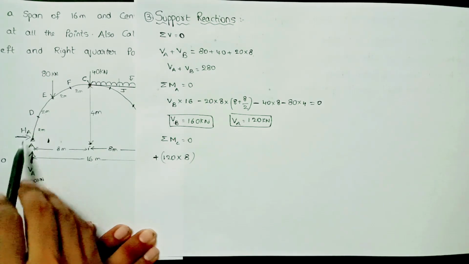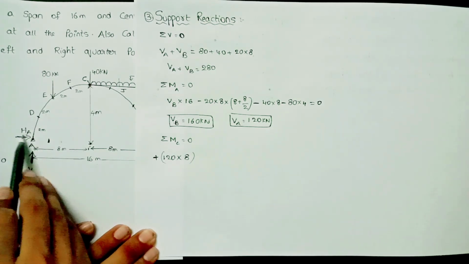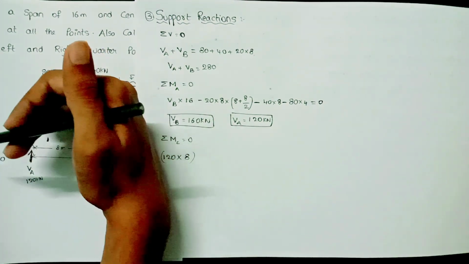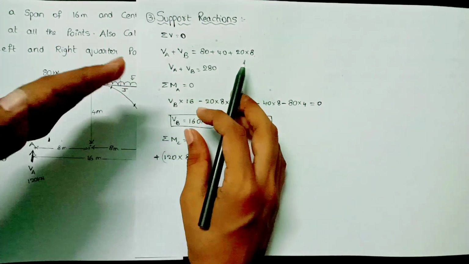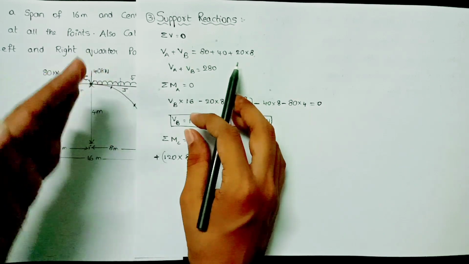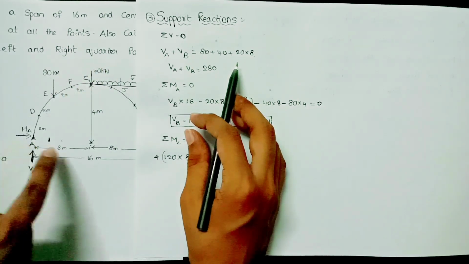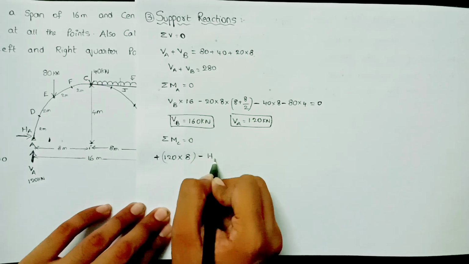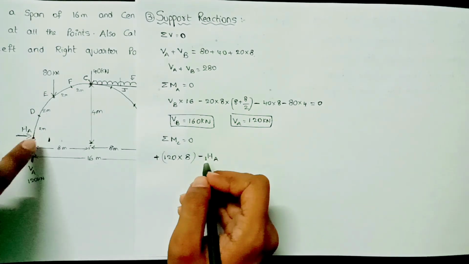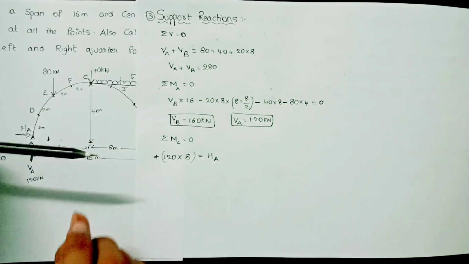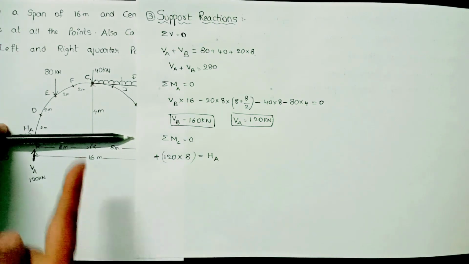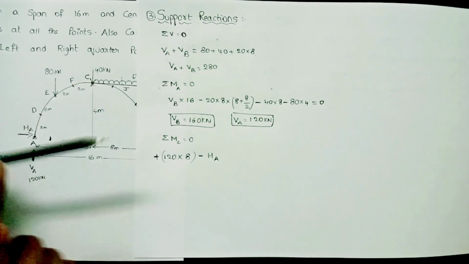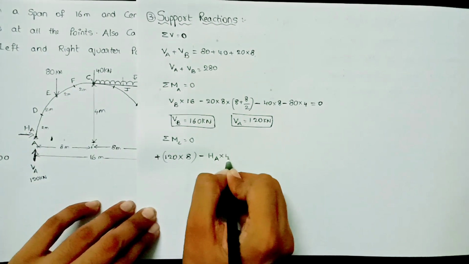Now after VA we are having HA. We don't know the value of HA, but this is moving the arch in downward direction. So it is hogging moment. So minus HA, let it be HA, into the perpendicular distance from HA to C. It is 4 meters, so into 4.